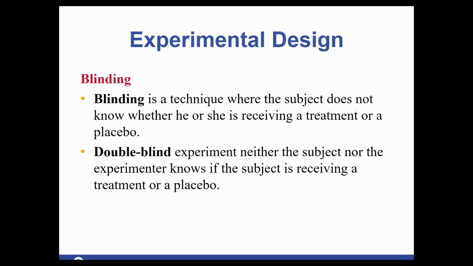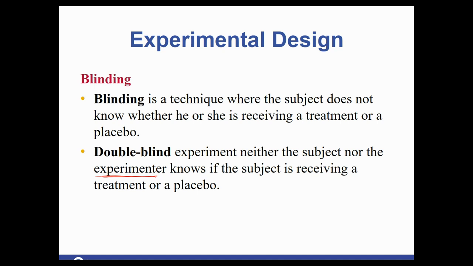Double blind is done if we can afford it and there's time and the resources for it. Double blind makes it even better. That's when neither the subject nor the experimenter knows if the subject is receiving the treatment or the placebo. So experimenter here means the person who's handing it off, the person who's in contact with the subject. That person doesn't know. The subject doesn't know.